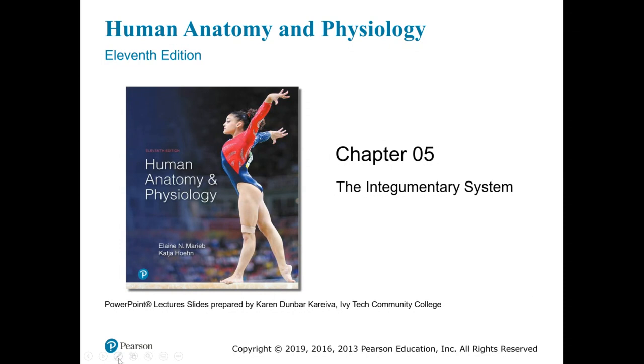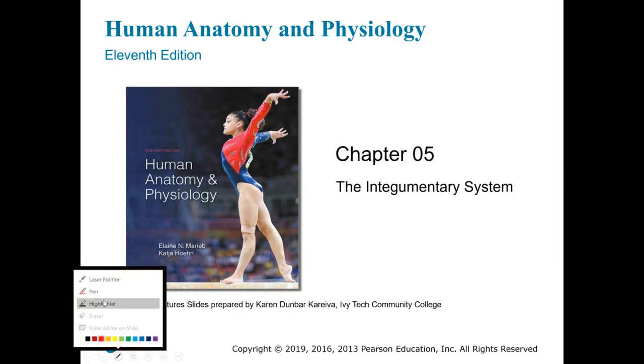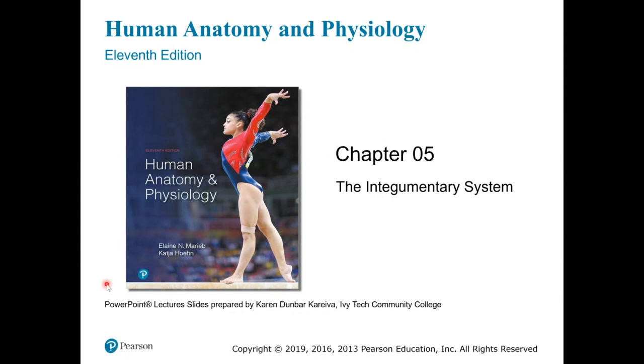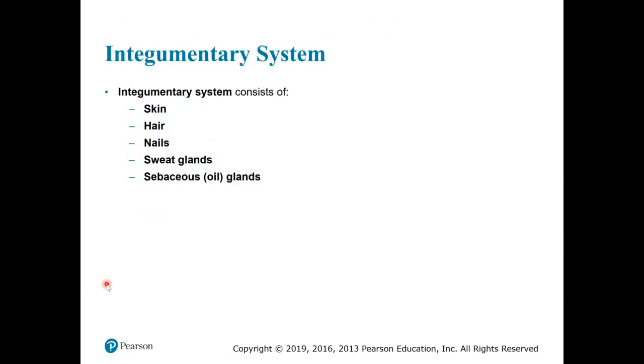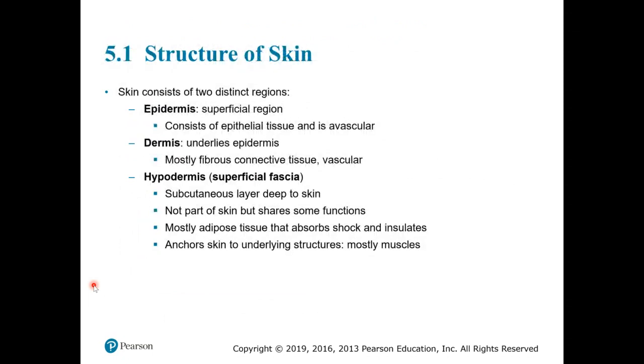So here we go with chapter 5, which is a little bit about the integumentary system, otherwise known as the skin, and its accessory organs. Might as well accessorize when you get a chance, right? So the integumentary system is mainly the skin, and the accessories are hair, nails, a variety of sweat glands, and the sebaceous, or otherwise known as oil glands, associated with hair follicles. The skin consists of two regions, the epidermis and the dermis.